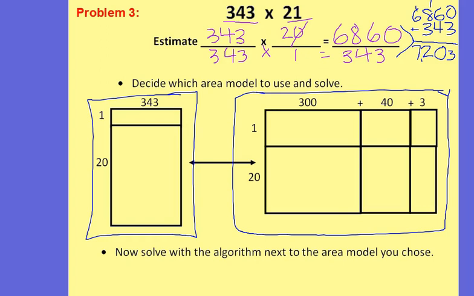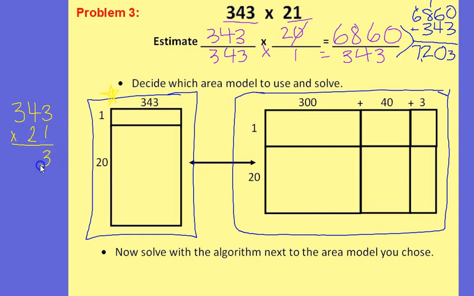So now we want to try to solve this with the standard algorithm next to the area model that we chose. So whichever one you drew in your journal, we want to go ahead and solve that with the standard algorithm right next to it. So standard algorithm, we're going to have 343 times 21. I'll start with my ones.